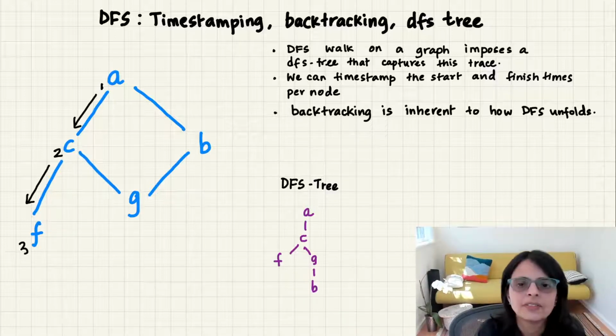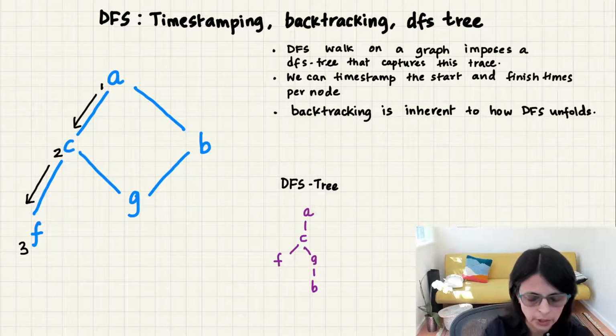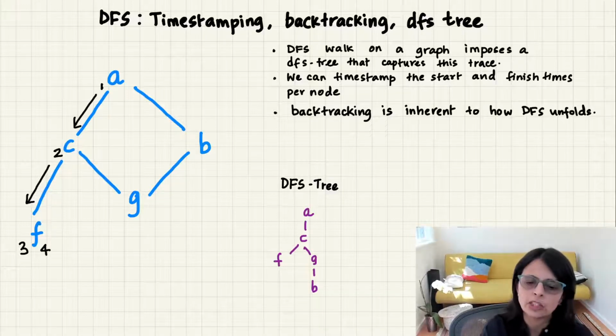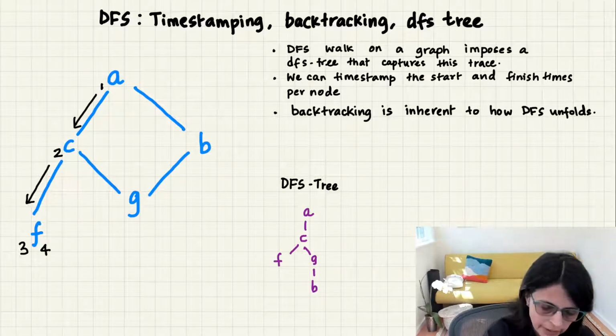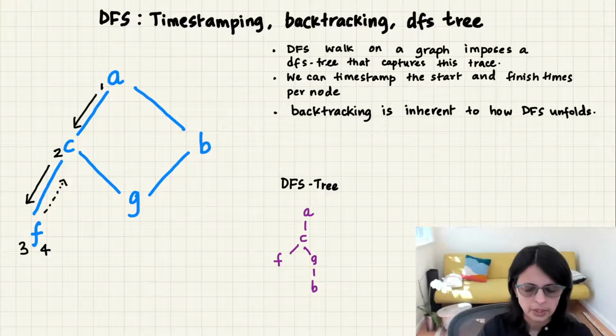3. F does not have anywhere to go. It only has one neighbor C, and it's already been visited. So we're done with F, so that's 4. That is the finish time for F. Then F goes back. We'll do these in dotted arrows to C.